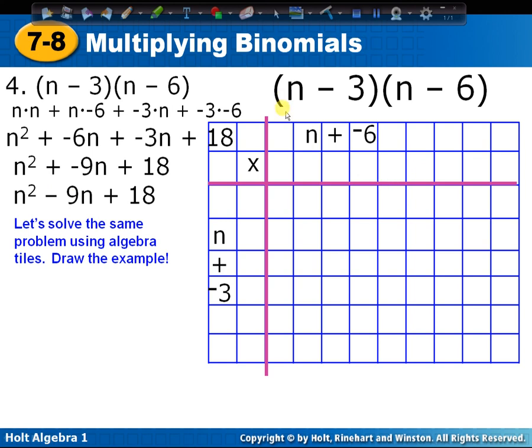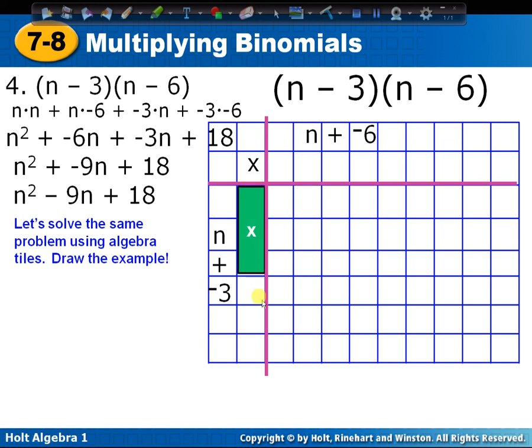And don't get confused by the fact that we're using a variable of n. We're still going to draw that as an x, just like we have been. That's just your way of showing your variable. All right, so on this side we have n plus a -3, and on this side we're going to have n plus a -6. So again, you can see that we've added the opposite is all we've done there. Don't let that confuse you.